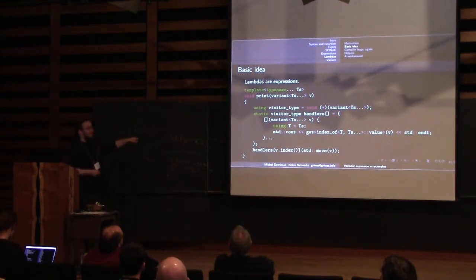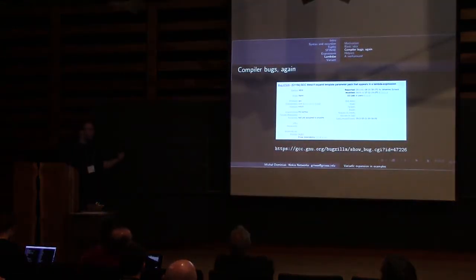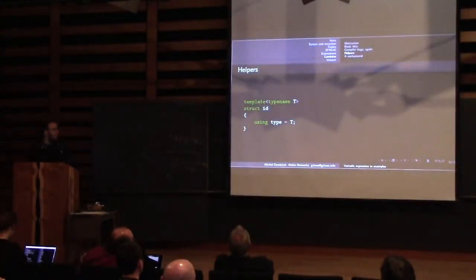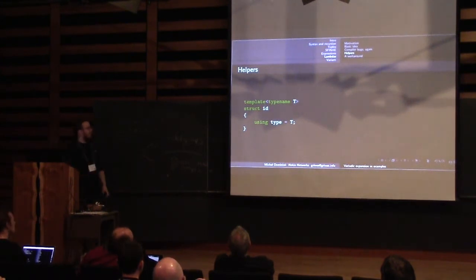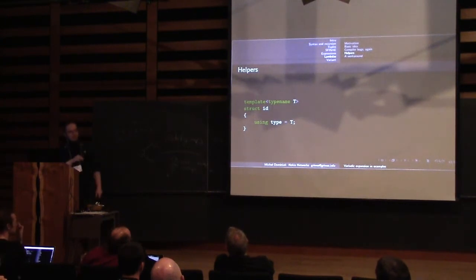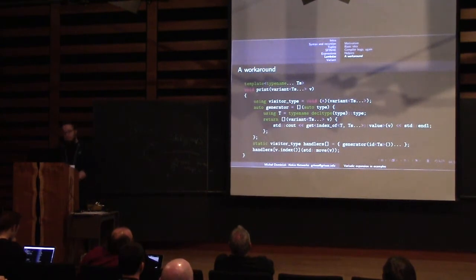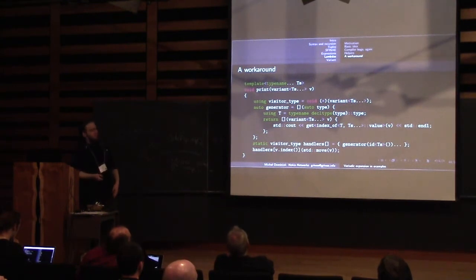So I assume that the bug in GCC is that it doesn't properly propagate the information that there is an unexpanded pack outside of the lambda. But yeah, there's this. So let's work around this one. So this is a simple enough meta function. I basically want to have something that I can instantiate without instantiating the actual type to use type deduction on this. So this is a fixed version that actually works in GCC and Clang.